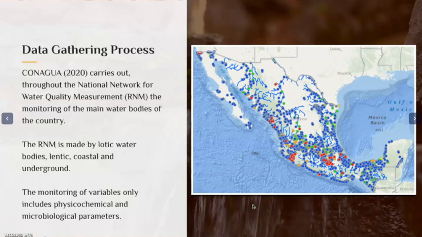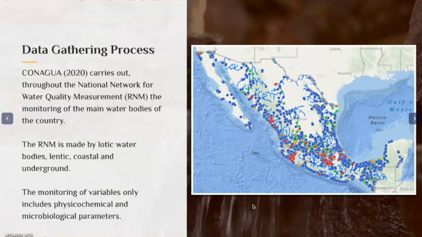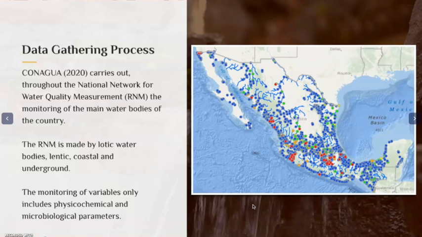The National Network for Water Quality Measurement of Mexico, R&M, for the acronym in Spanish, is made up of LOTIC water bodies, bodies of water that move always in the same direction like rivers, springs, and streams. LENTIC, still or stagnant inland waters like lakes, lagoons, ponds, wetlands, and swamps. And coastal and underground. In total, there are 4 types of bodies of water. Even though there are different methods, the monitoring of variables only includes physicochemical and microbiological parameters, in accordance with the type of body of water.